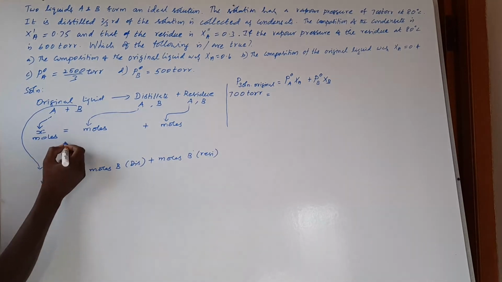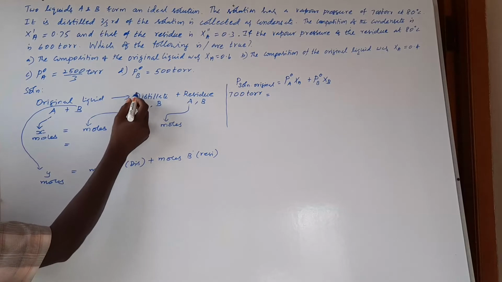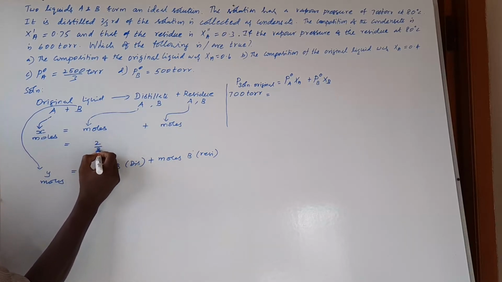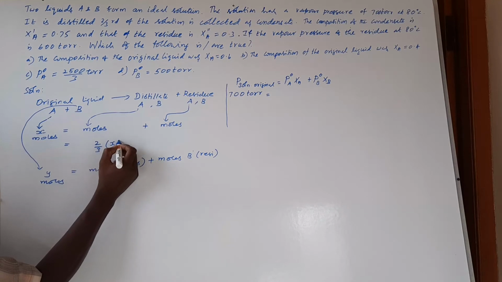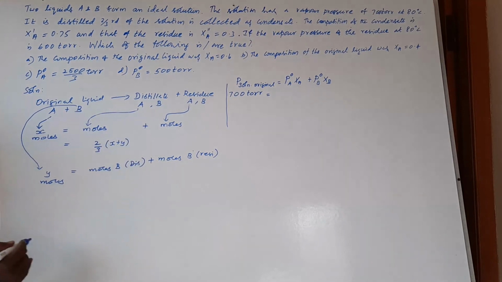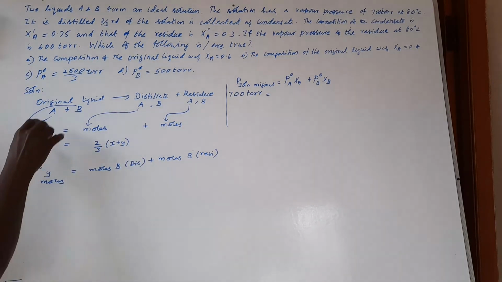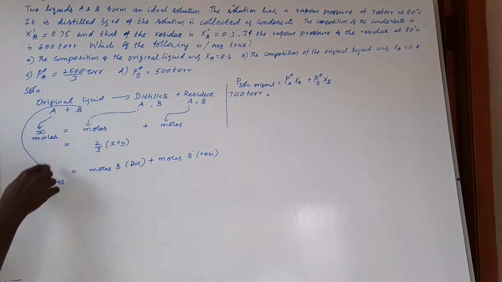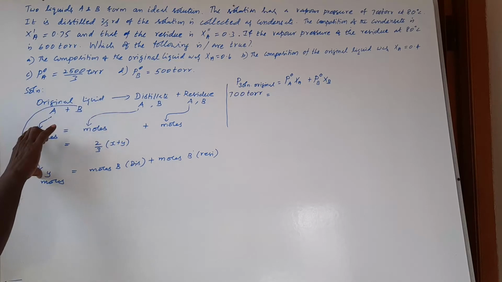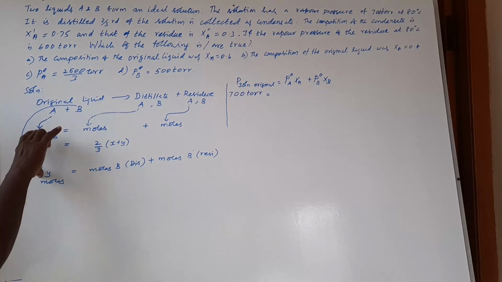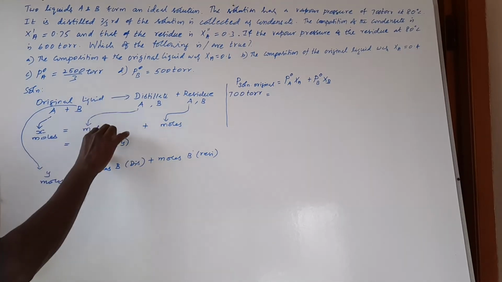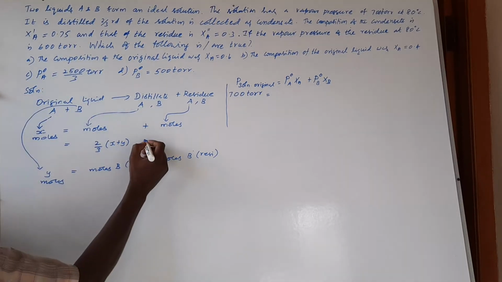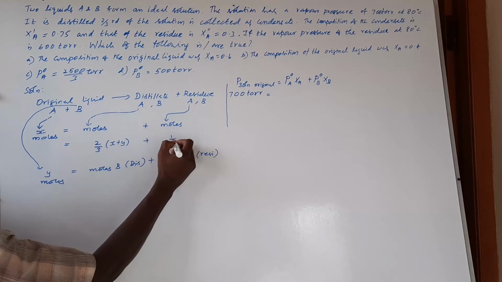Now we will see here number of moles of distillate is 2/3 of original, which is X plus Y. Here in the original liquid A is X moles, B is Y moles. So total moles in the original liquid is X plus Y. In that X plus Y, 2/3 is in distillate. So remaining 1/3 is in residue.